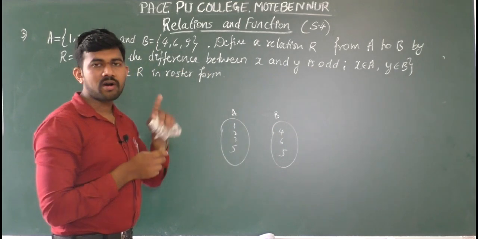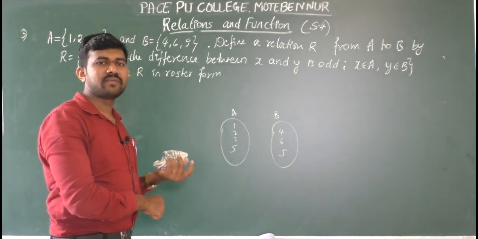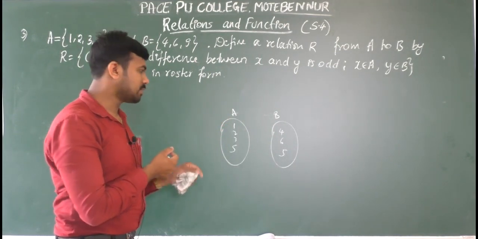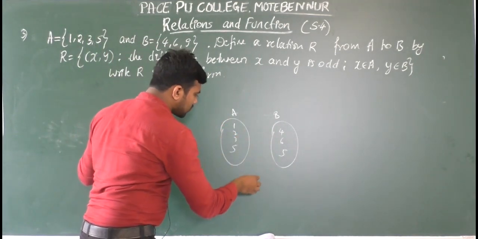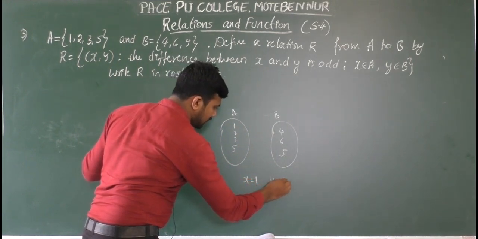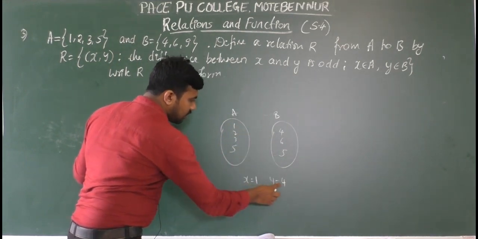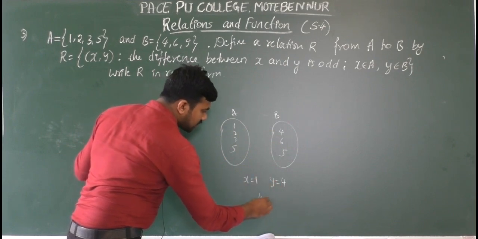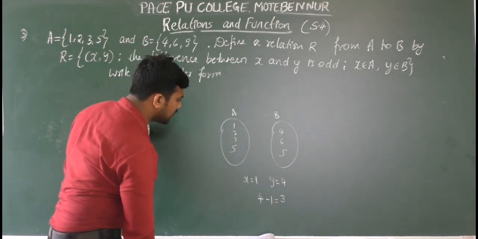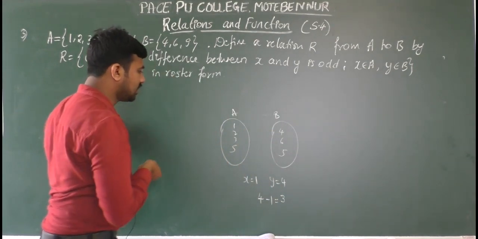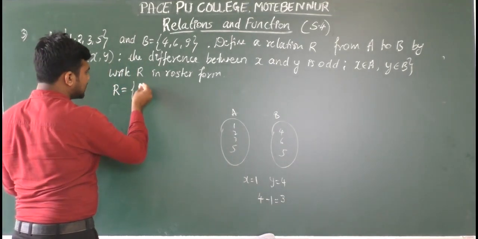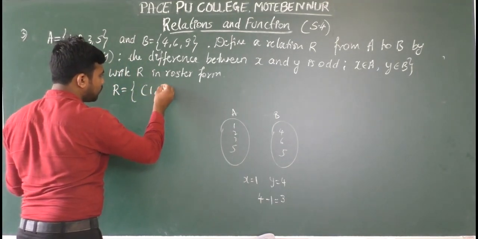odd. Odd numbers are 1, 3, 5, 7 and so on. So when you take the difference, you should get odd numbers. See, if you take 1 and 4, x is 1 and y is 4. Then subtract the smaller number from the bigger number, 4 minus 1 is 3. Clearly it is odd. So I can take this in your R. In this set we can take the first relation 1 related to 4.